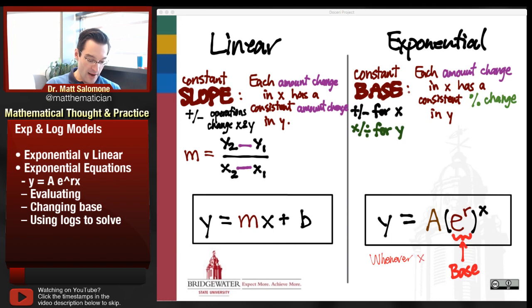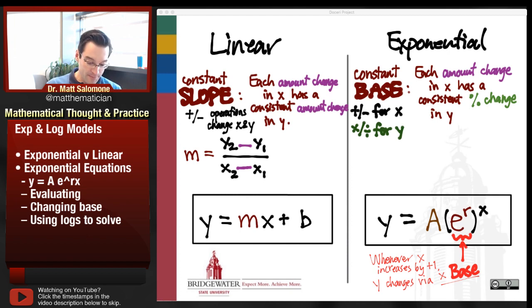Whenever x increases by 1, adding 1, right? y changes via multiplication by that base. Right? So when that base was 0.91, every time we added 1 to x, we multiplied y by 0.91. When that base was e to the minus 0.09, every time x increases by 1, y gets multiplied by e to the minus 0.09. So that ends up being called the base.